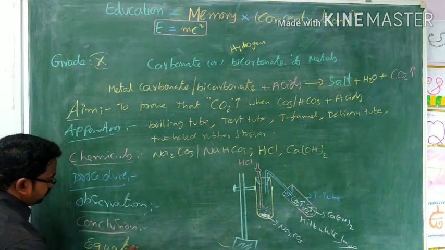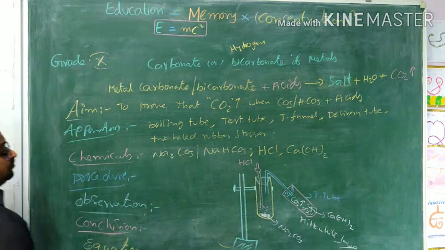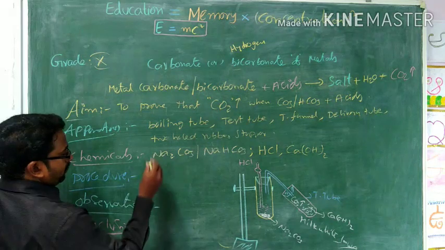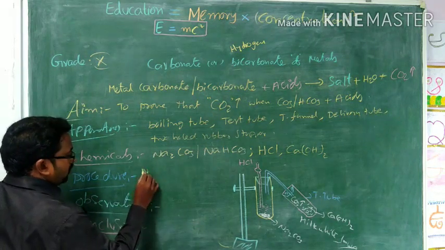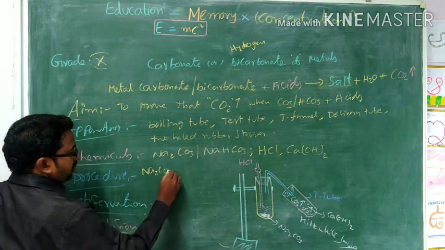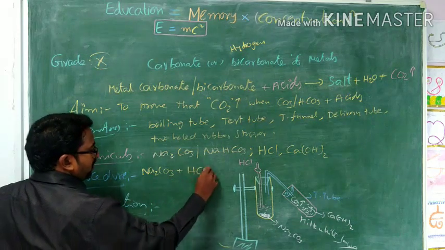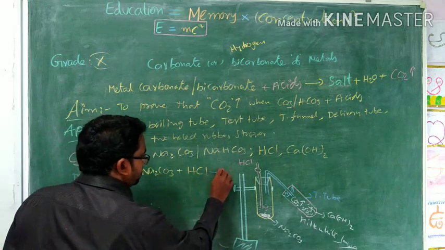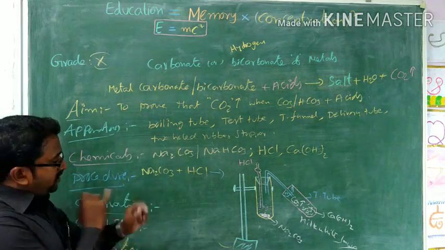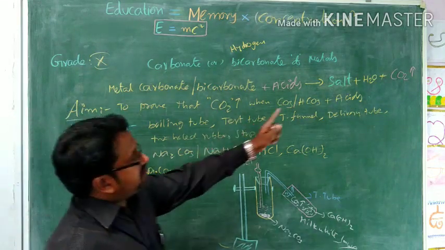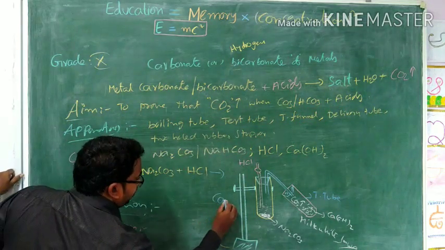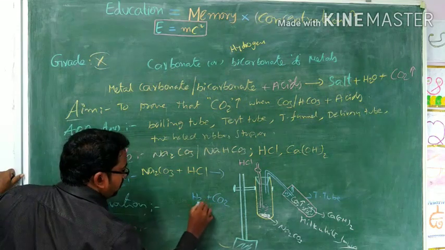Equation. What is the equation? Write the equation like this. Sodium carbonate Na2CO3 plus hydrochloric acid HCl. That reaction takes place. It is very easy to remember the equation. What are the things you have? H2O and CO2. First you write those two. Carbon dioxide is released, water is released.